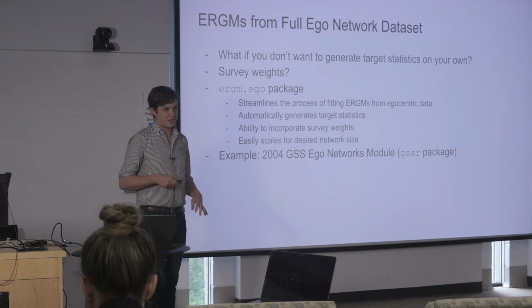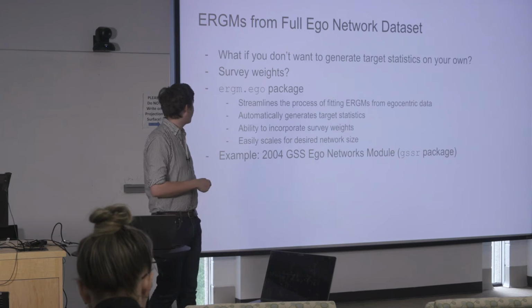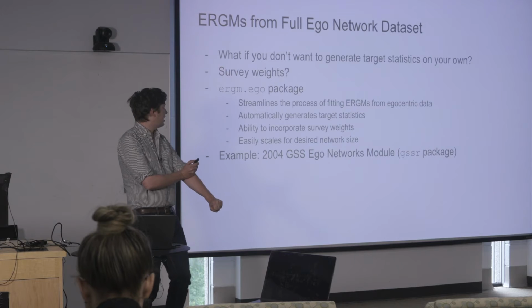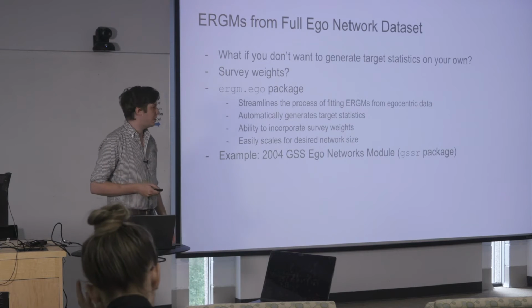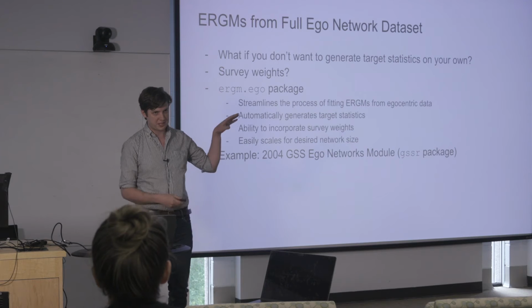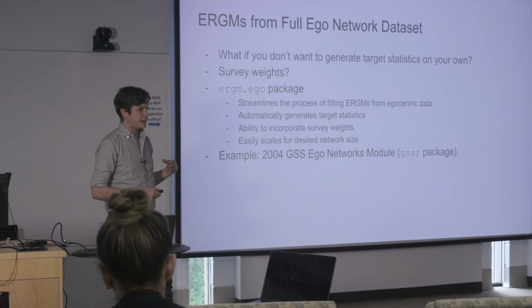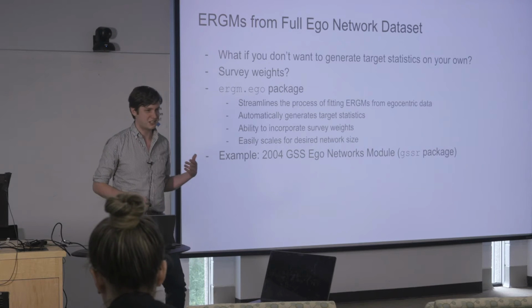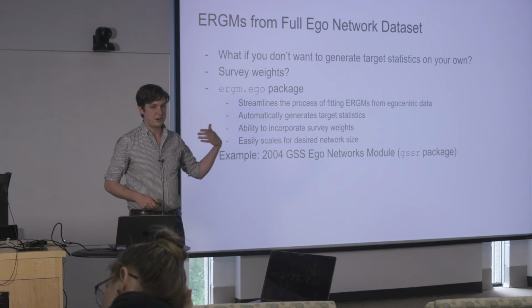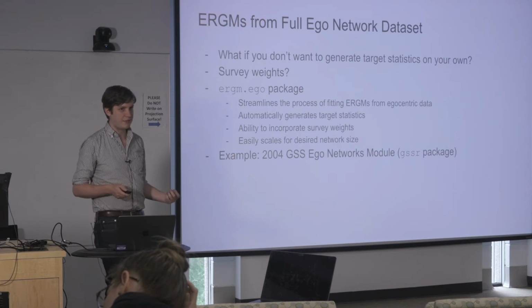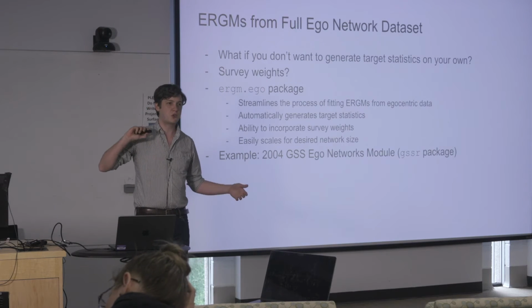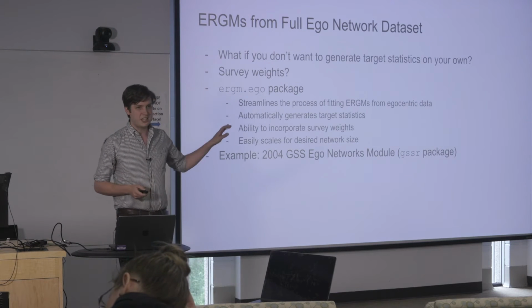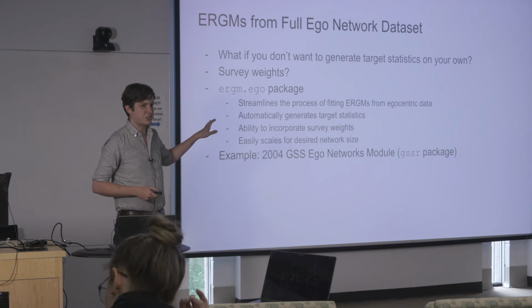A recent addition to the environment of ERGM tools in R is this package called ergm.ego. And it's really great. It's really neat. It allows you to feed in directly your full data set of ego networks. And once you've created that object, if you're looking for those target statistics, you can ask it for them and it'll give them to you. Again, if you have survey weights, if you're familiar with the survey R package for incorporating survey design into your analyses, it's built off the same syntax and arguments of that.